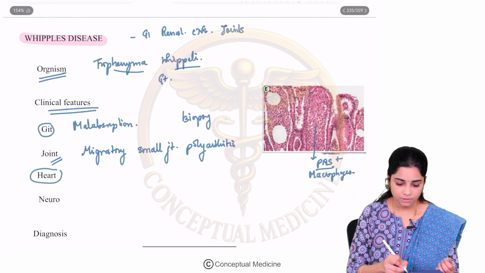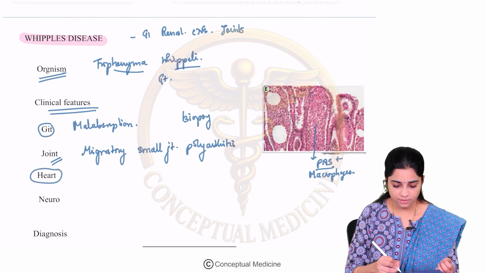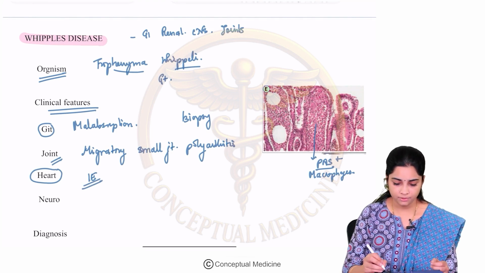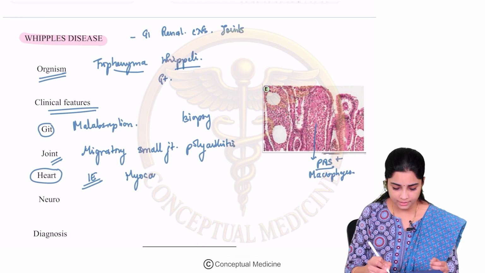Okay, in the heart, what does it cause? In the heart, it can cause infective endocarditis. Whipple's disease can cause infective endocarditis, and it can cause myocarditis as well.